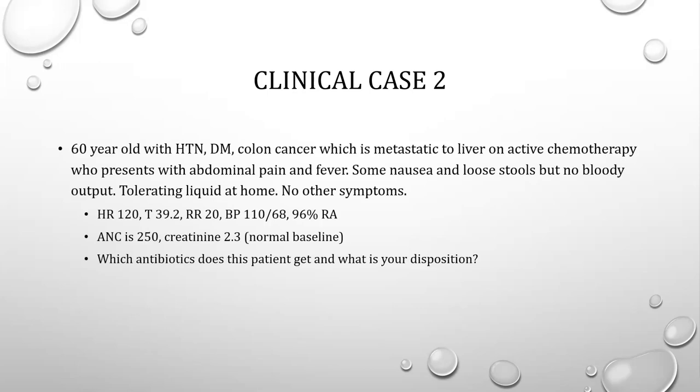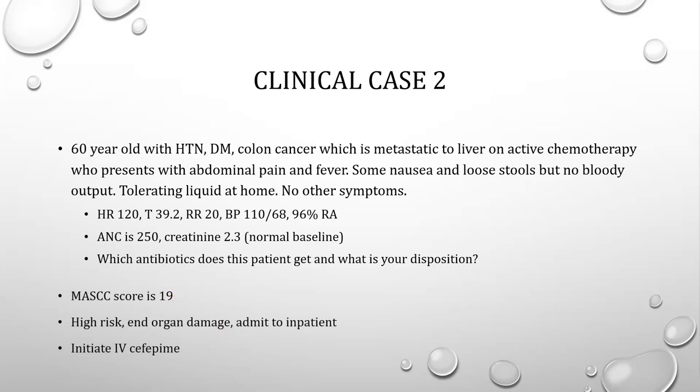The 60-year-old who has metastatic colon cancer on active chemotherapy, which antibiotics does this patient get? And what is your disposition? So abdominal pain, his MASCC score is 19, so he's a high-risk patient. He has end organ damage, he should be admitted, and it's feasible to start him on IV single beta-lactam anti-pseudomonal coverage.